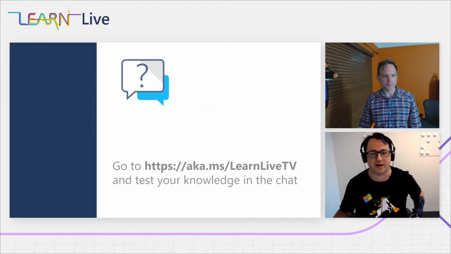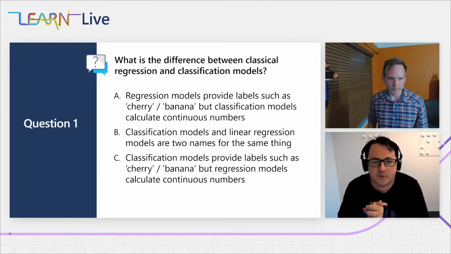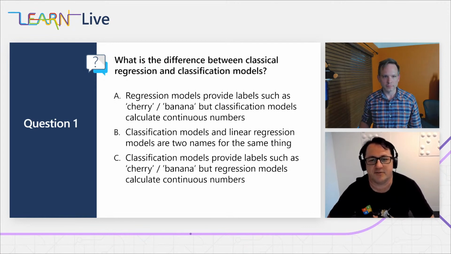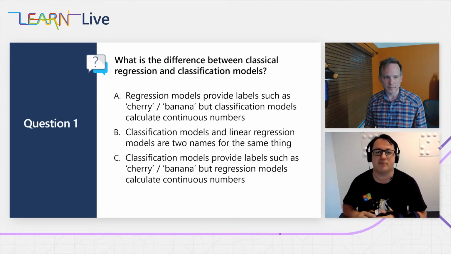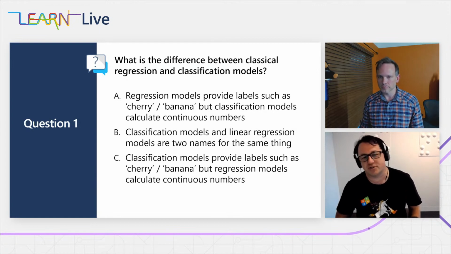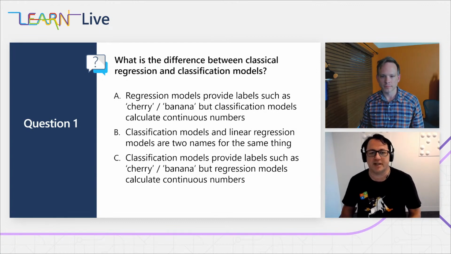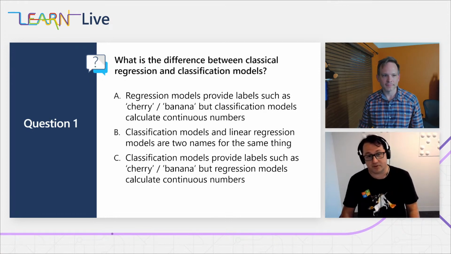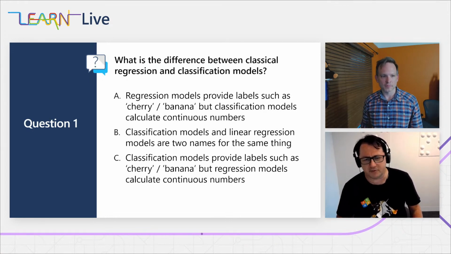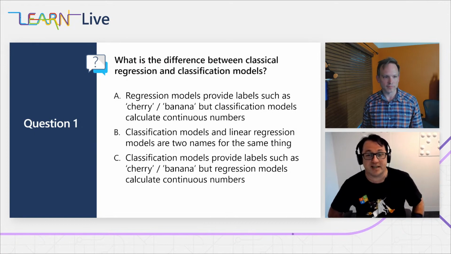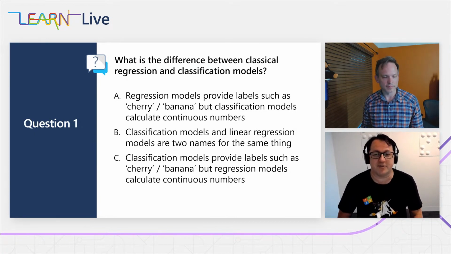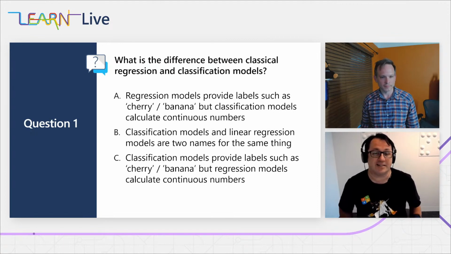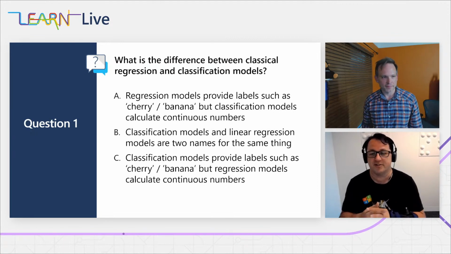Awesome. All right, so let's start with the first question. What is the difference between classical regression and classification models? Is it A, regression models provide labels such as cherry, banana, but classification models calculate continuous numbers? Is it B, classification models and linear regression models are two names for the same thing? Or is it C, classification models provide labels such as cherry and banana, but regression models calculate continuous numbers? What do you think, Jason?